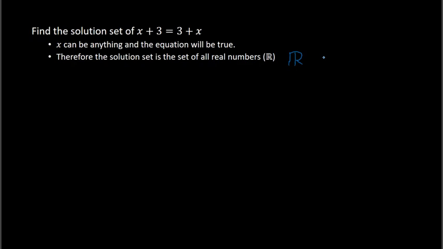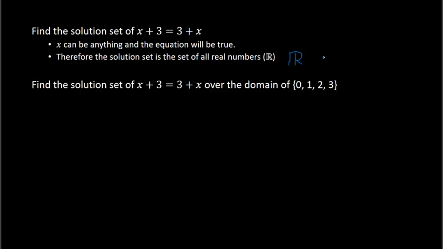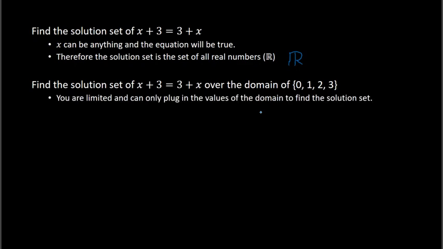All right. So if you were told to find the solution set of x plus 3 equals 3 plus x over a given domain, so over the domain of 0, 1, 2, and 3. Here we are limited because the only choices for x, the domain, is limited to 0, 1, 2, and 3. So I can only plug in those numbers. So therefore, my solution set would be simply 0, 1, 2, and 3.